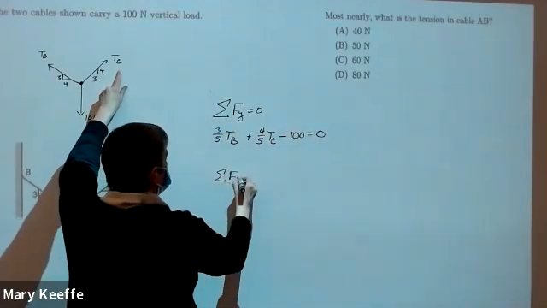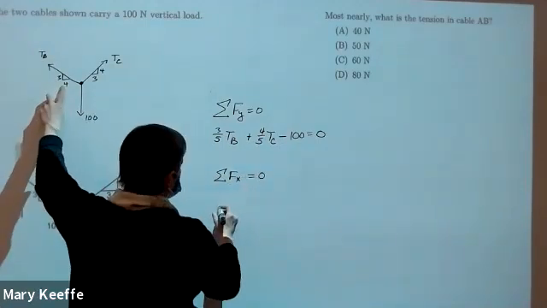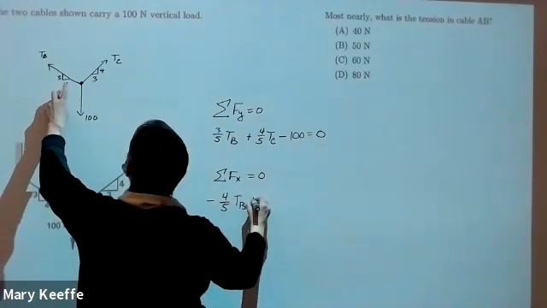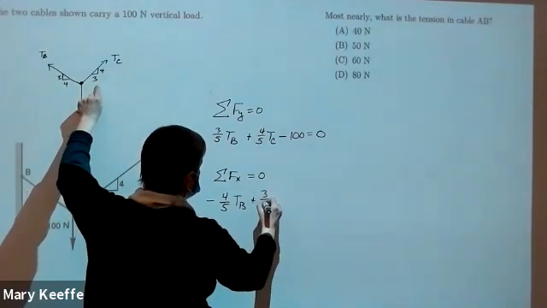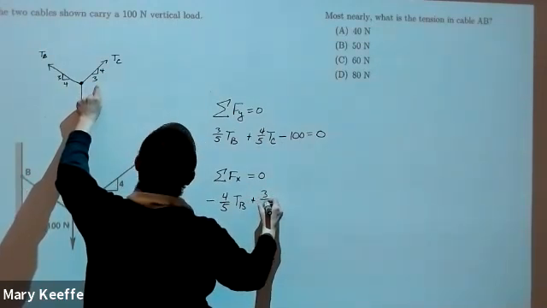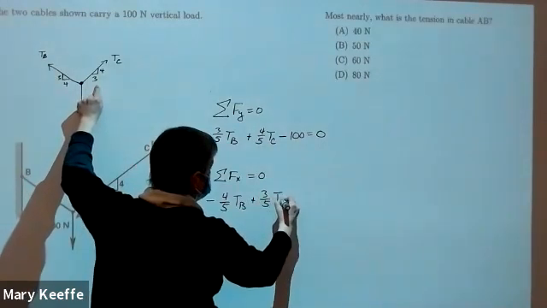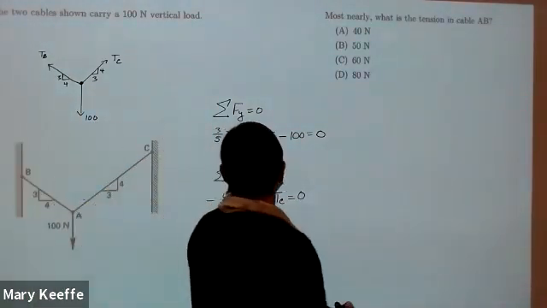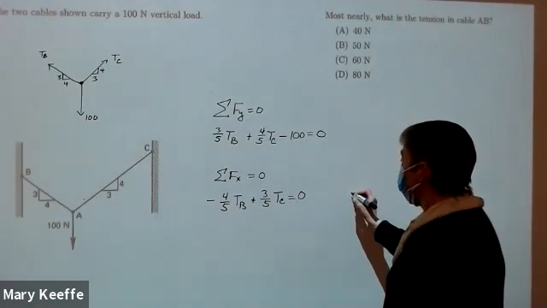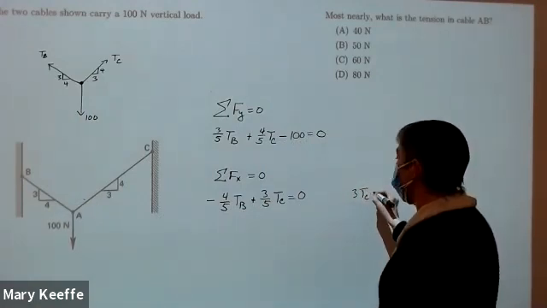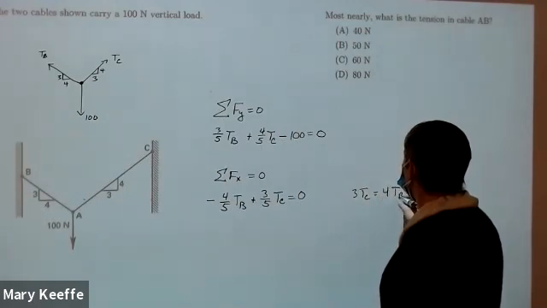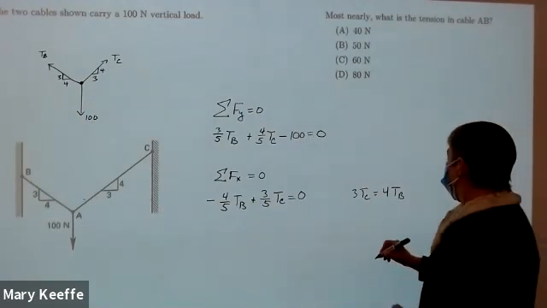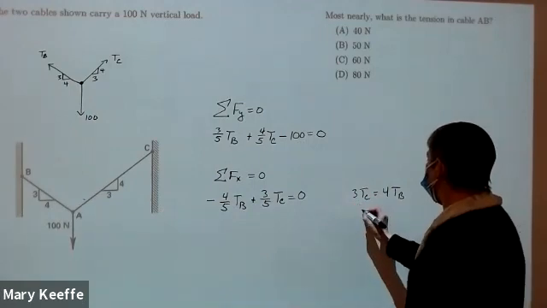And then a sum of the forces X, you're going to have a 4/5 TB, and that has to be negative, plus a 3/5 TC is equal to 0. And this one is probably where I would go. That's going to give you 3 times TC is equal to 4 times TB. And I'm looking for B.